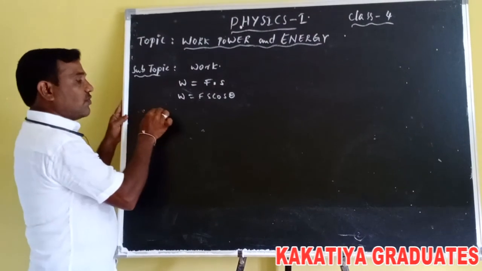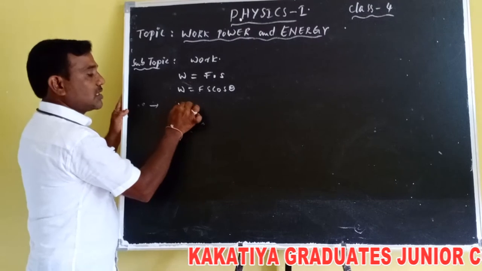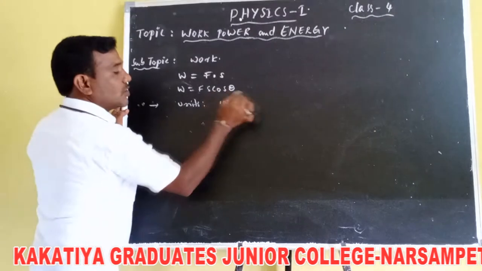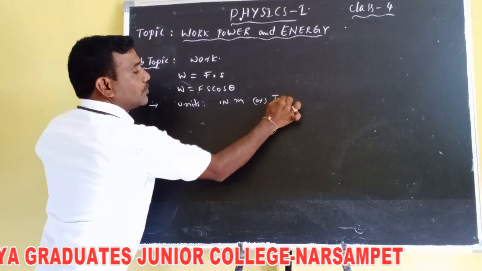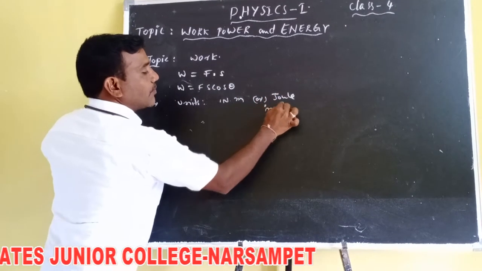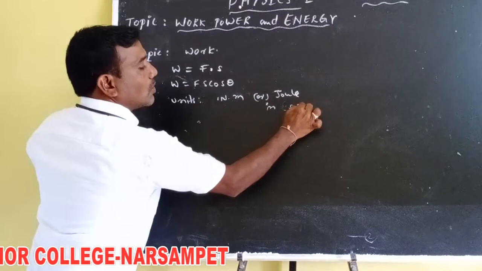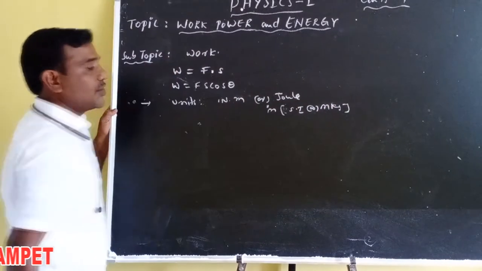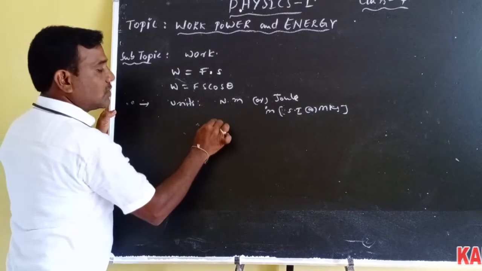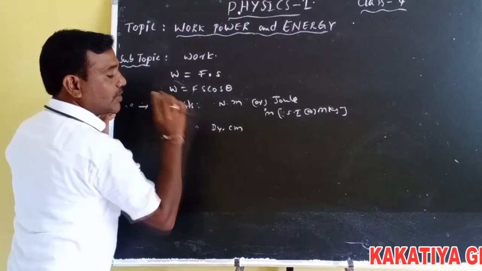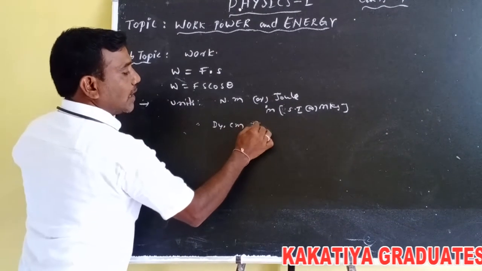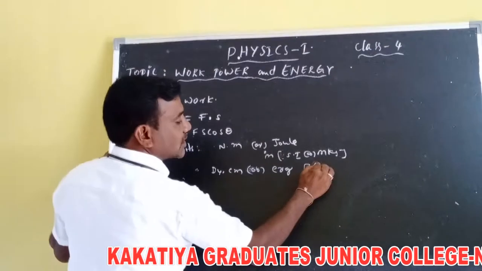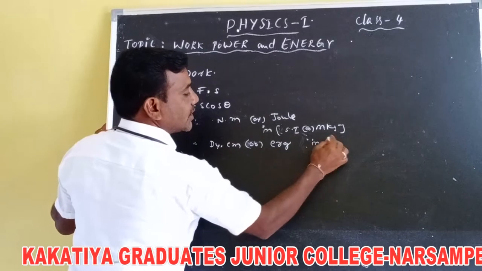And what are the units of work? Newton into meter, or joule, in SI or MKS units. And dyne into centimeter, or erg, is in CGS units.